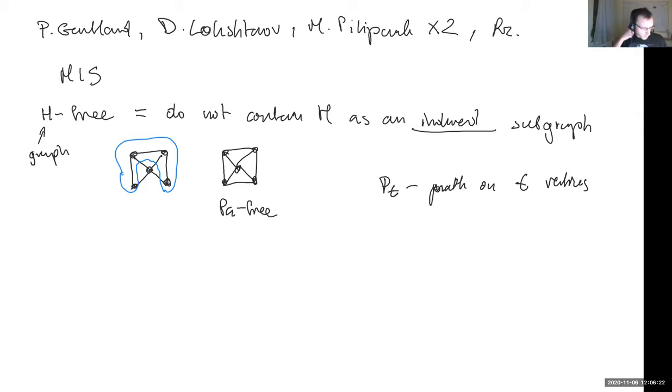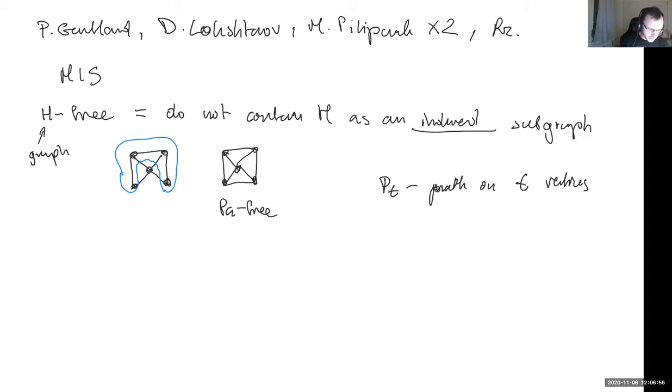So what can we say about those classes? As we can see in this picture, they are not closed under edge deletion. So the graph on the right is P4-free, but I can delete one edge and obtain an induced P4. But they are closed under vertex deletion. So this is a very important property that I will use many times. I will not recall it explicitly, but I will remove many vertices from my graphs. So it's important that they still have this property.